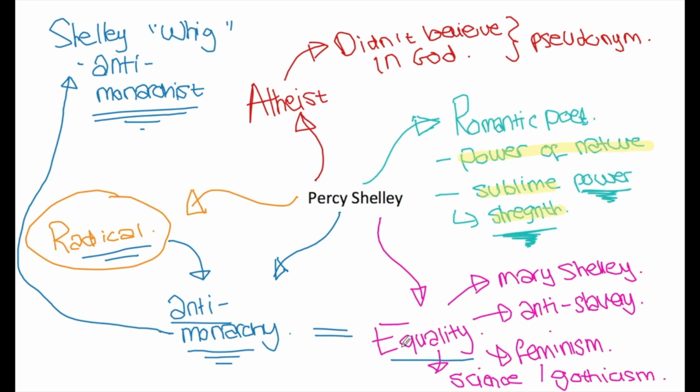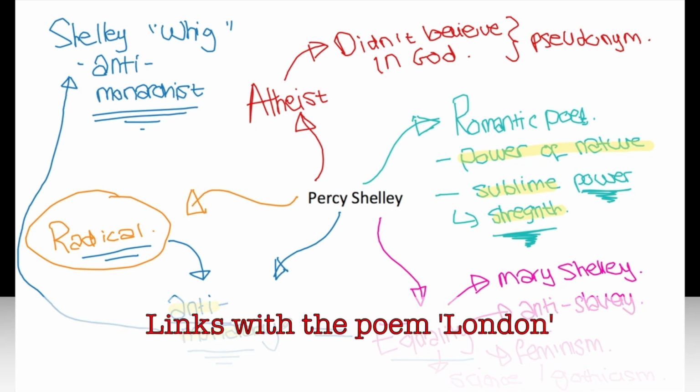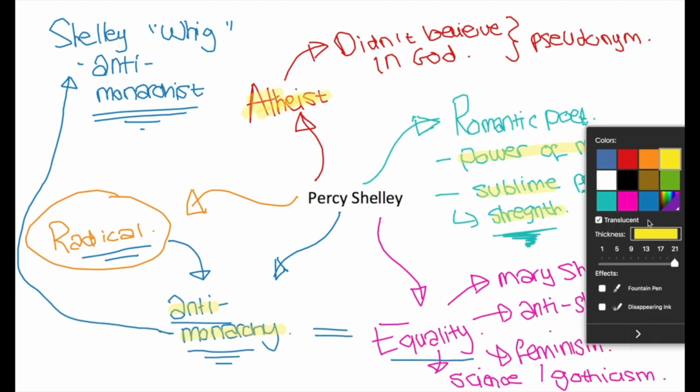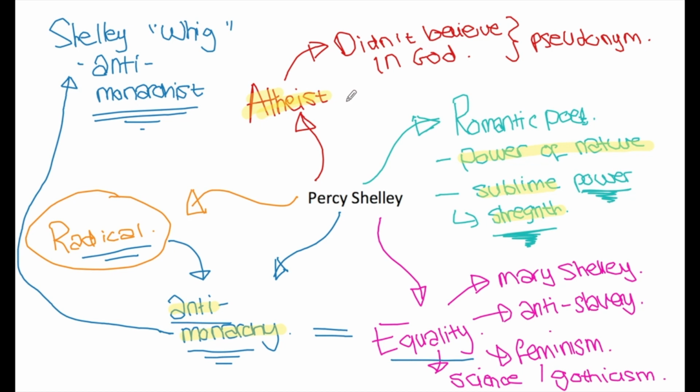I would also add the anti-monarchy is a huge contextual point. And also, perhaps you could link this to Shelley's own atheist views. Now, I say this because I think you could definitely suggest that Shelley's atheist views show up in Ozymandias through his kind of God complex. So Ozymandias definitely has a God complex. He believes that he is God.